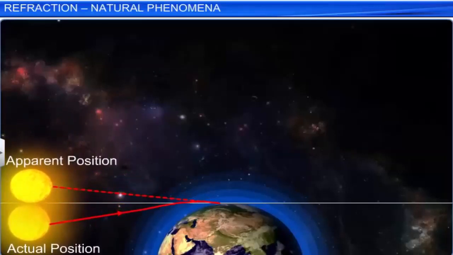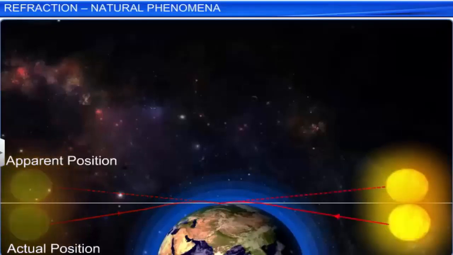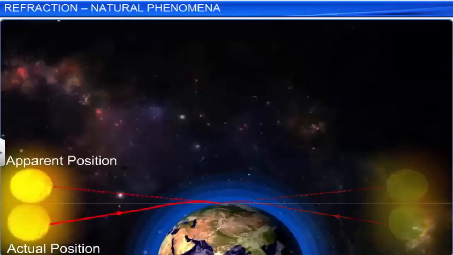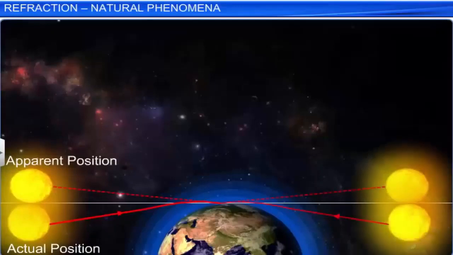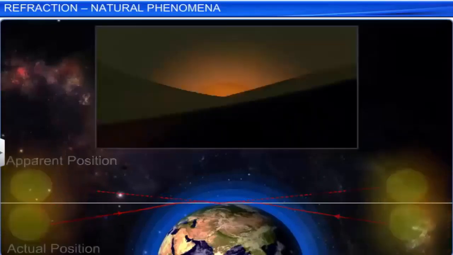At the time of sunrise and sunset, the Sun appears to have an oval shape. The rays from the lower region of the Sun travel longer distances than rays from the upper regions. As a result, the upward shift is more for the lower end and the Sun appears oval.